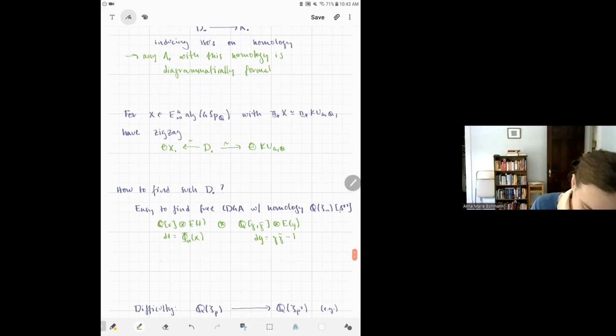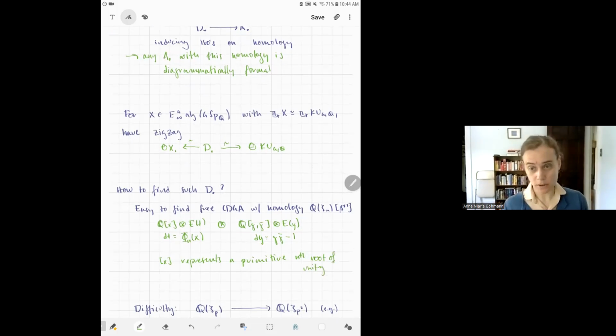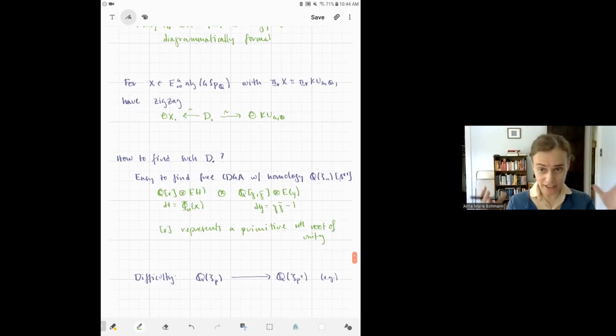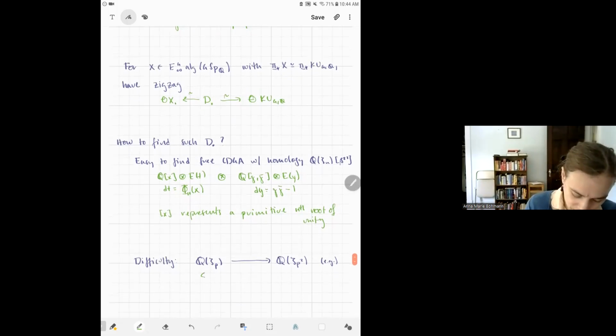So here, if I do this, then in homology, the class of x represents a primitive nth root of unity. Okay, so if I just wanted to realize one of these CDGAs by itself, it's easy to do. But the difficulty is that if I look at a map from Q adjoin the pth roots of unity to Q adjoin, say, the p squared roots of unity, I have some generator, if I pick a generator here, which is what I'm doing when I build my CDGA as above.